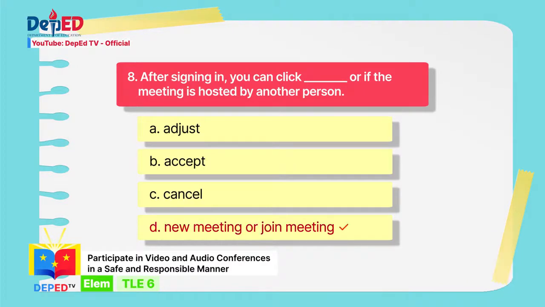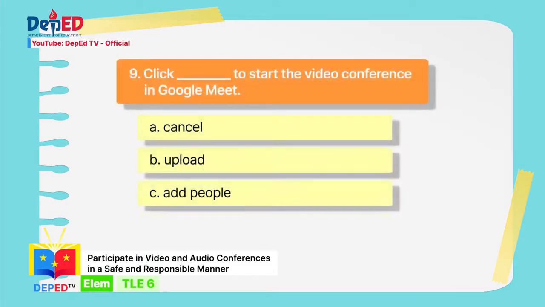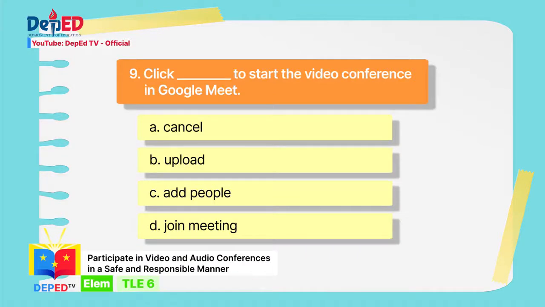And the correct answer is letter D, new meeting or join meeting. Number 9. Click blank to start the video conference in Google Meet. Letter A, cancel. Letter B, upload. Letter C, add people. Letter D, join meeting. And the correct answer is letter D, join meeting.